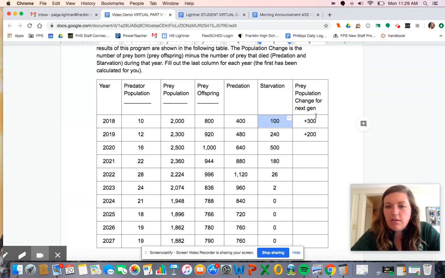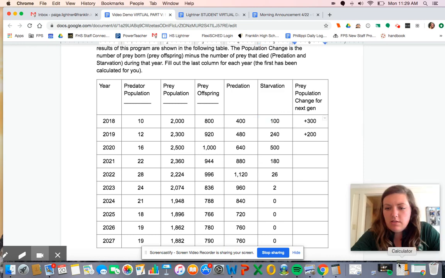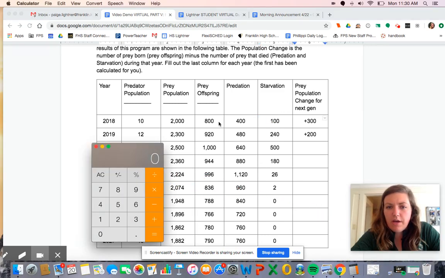So here's how I calculated this positive 300 change. If I get my calculator out, I know 800 are being born, so that's 800 new prey, but 400 die because of predation. So I'm going to subtract 400. Then I have 400 left.